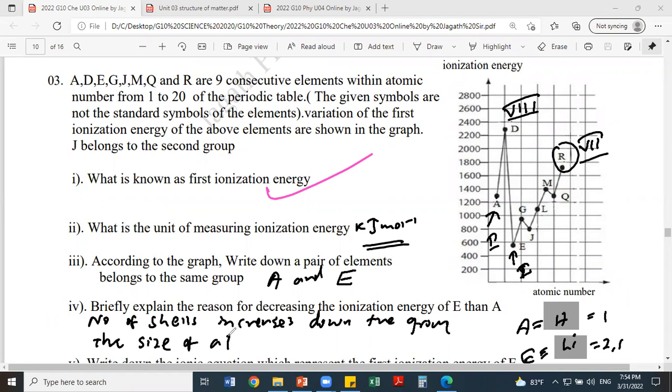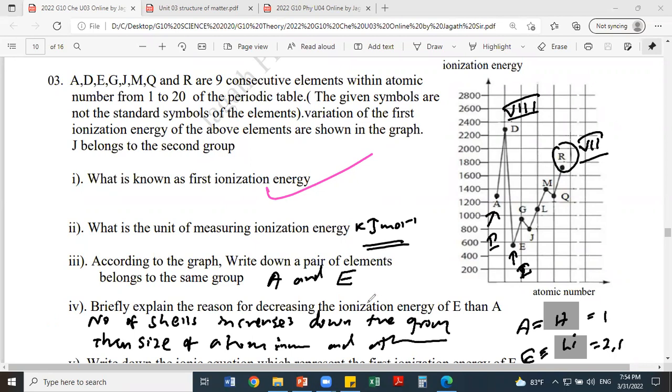The size of the atom increases, and the attraction of the electron towards the nucleus is less, because when the atom becomes larger, the outermost electron is held more and more away from the nucleus, from the center. Less attraction with the increase of the size of the atom. Size of the atom increases and attraction decreases.